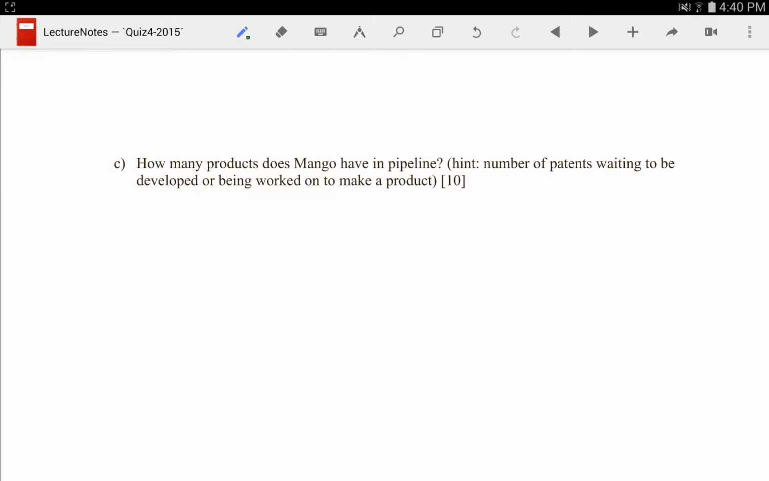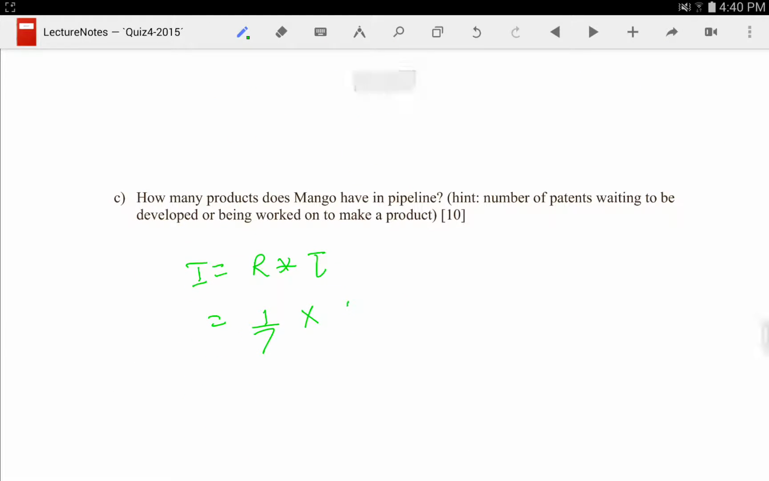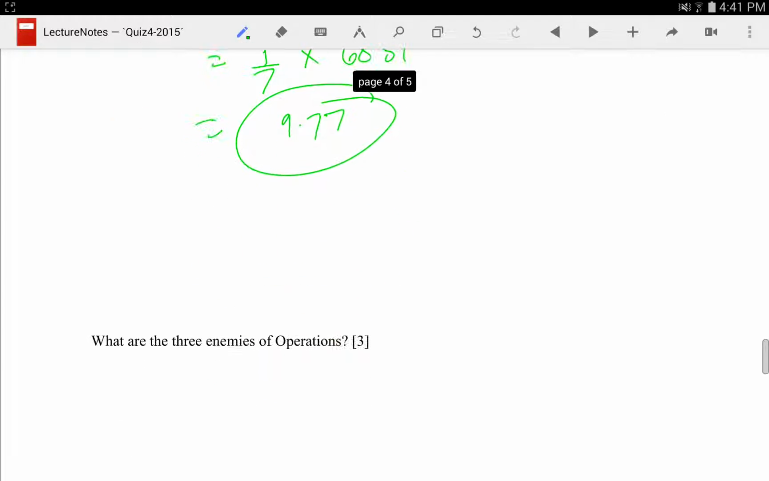How many products does the manager have in the pipeline? Well, this is just about I equals RT. R is 1 over 7 because R is the inverse of the inter-arrival time. Now T, this question is not done, sorry. So I calculated and got this answer to be 40.39, but there is another 28 months of processing, making it 68.39 months. So the total T is 68.39, making the answer 9.77. So there are 9.77 products in the pipeline at a given time.